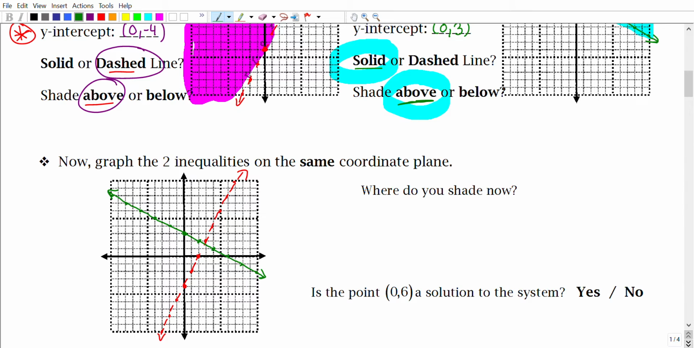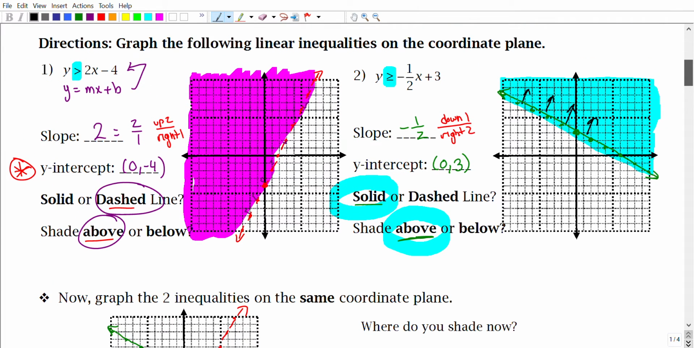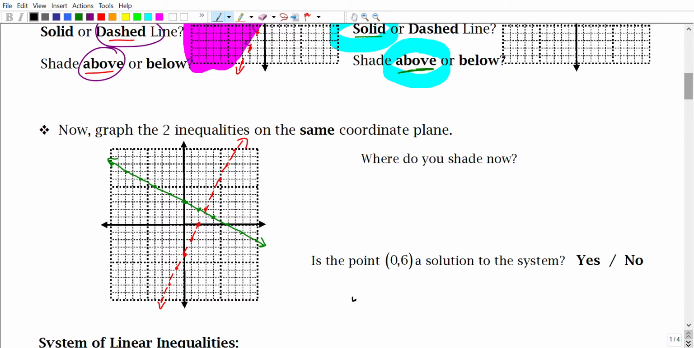So this is what I'm going to do. I'm going to take a black marker. So again, for the red line, we shaded above. Okay, actually, on both of them we shaded above. So I'm going to use arrows to represent the fact that I'm shading above. I'm going to take arrows all the way on my red line, from problem number 1, sorry, and I'm going to just draw these little arrows to show that I did have to shade above.